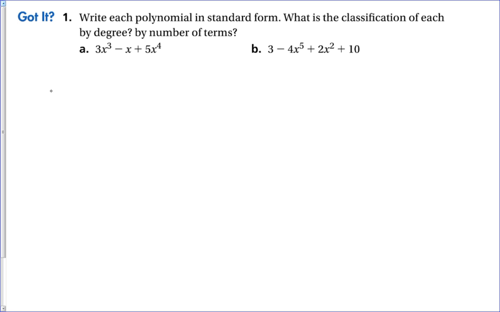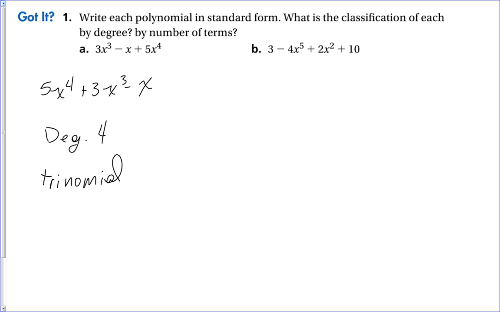All right, for letter A, we're going to have 5x to the 4th plus 3x cubed minus x. So the degree is 4. All right, so like I said, this one's degree 4. We have 1, 2, 3 terms. So this is a trinomial. And since it's a 4th degree, we have 3 turning points because 4 minus 1 is 3.